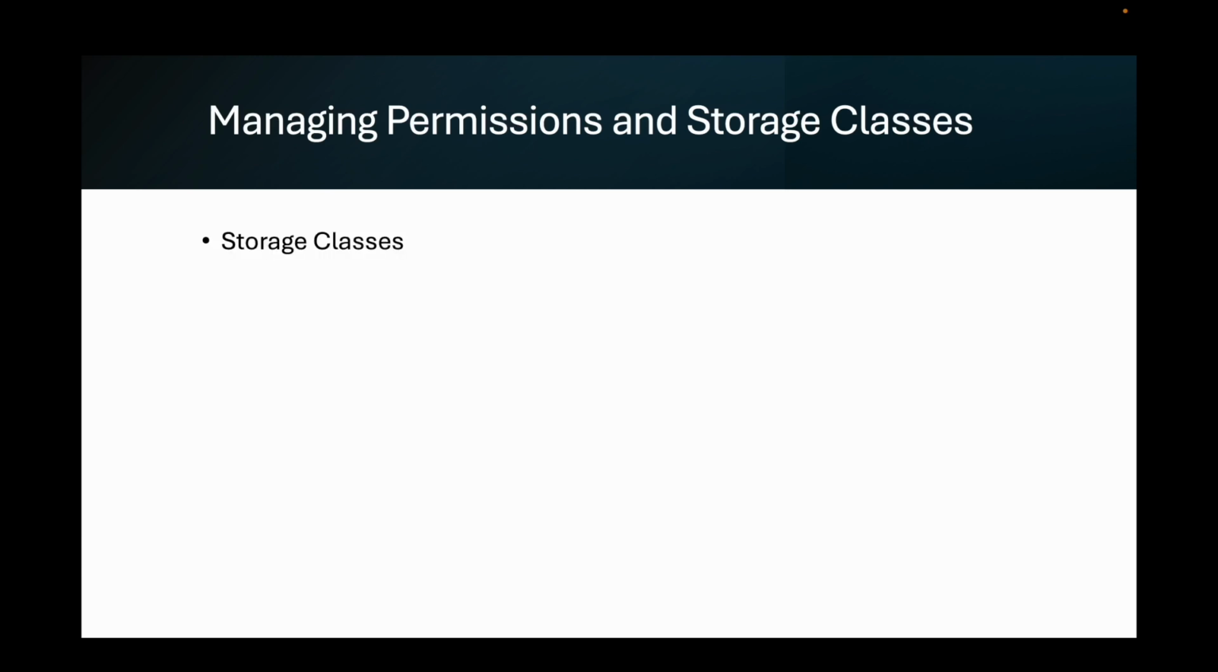Next, let's look at storage classes. S3 offers different storage classes optimized for varying use cases in terms of access frequency, cost, and durability. First one is the S3 Standard, which is designed for general purpose storage of frequently accessed data. It's high availability and low latency. Durability is 99.99%.